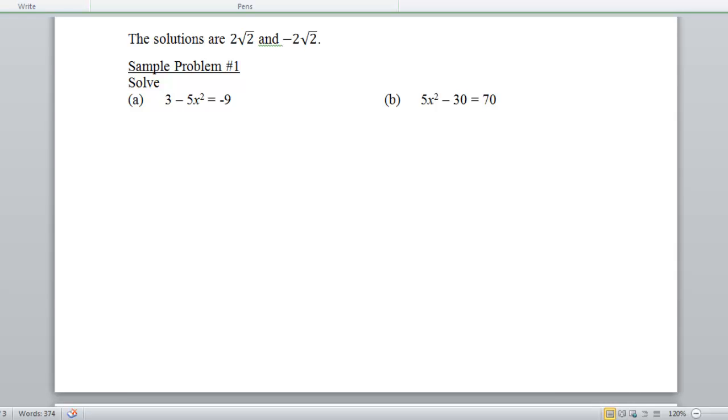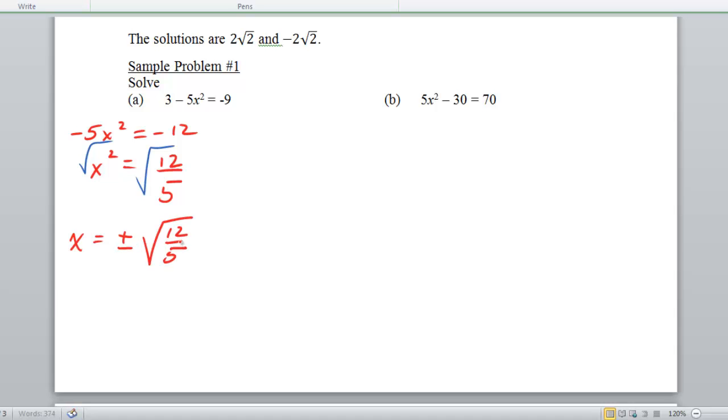Okay, let's take a look at these problems here. So the first thing I want to do is I want to take this and I want to get that x squared term isolated. Now that I have x squared isolated, I can simply take the square root of both sides, and that gives me x equals plus or minus the square root of 12 over 5. Now, if you recall from simplifying radicals, we cannot have a fraction underneath the radical, so I can simply break that apart.